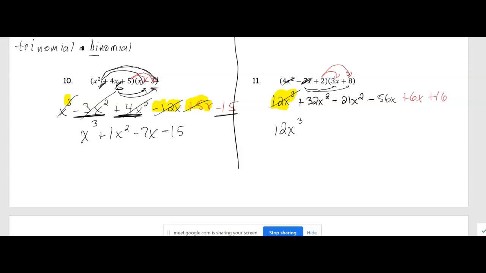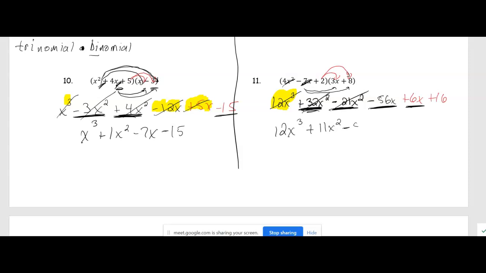And then we'll just keep track. So once I know I'm done with that one, I'll cross it out. Then we have an x squared here and an x squared here that we can combine. So 32 take away a 21 is 11. So we have 11x squared terms. We're done with those. We then have a negative 56x and a positive 6x. We combine those, being negative 50 x's. Done with those. And then our constant hanging out by himself, nobody to combine him with, is a 16.